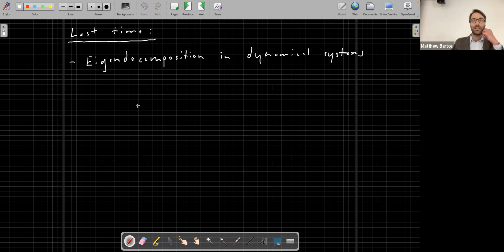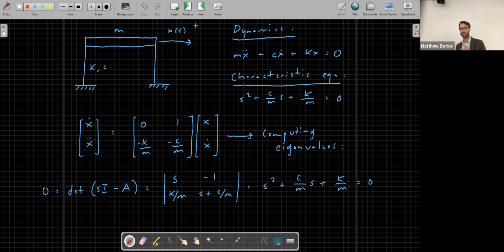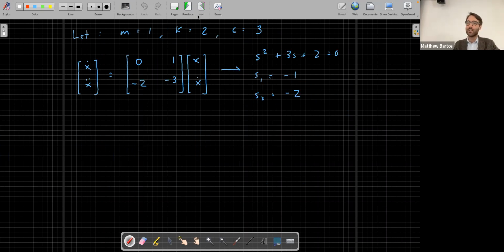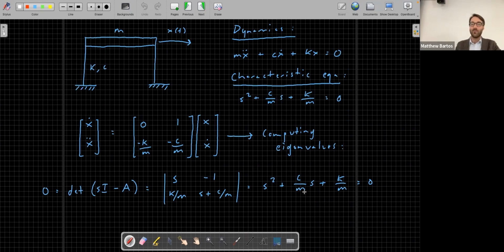So if we have a state space system of the form x dot is equal to Ax plus Bu, we can use the eigendecomposition to learn some important things about the state space system. And last time at the very end of class, I went through this example where we looked at our old friend, the structural system, the spring mass damper system. And we showed that when we computed the eigenvalues of this system and looked at the characteristic equation, what did we learn about the eigenvalues of the state space system? Right, so the eigenvalues of the state space system are the same as the poles.